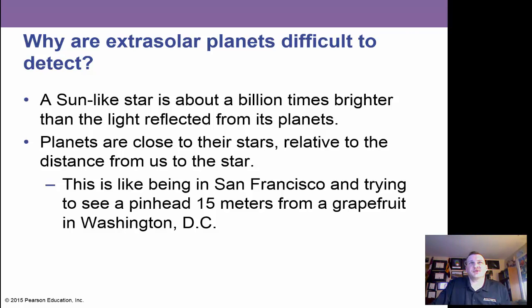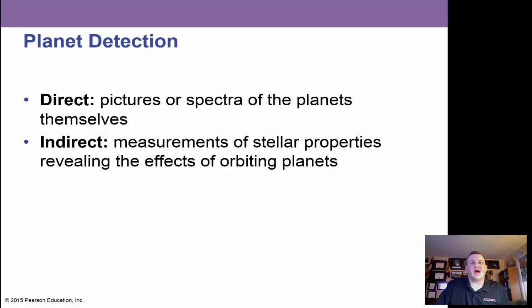So why are extrasolar planets difficult to detect? Well, a sun-like star is about 1 billion times brighter than the light reflected from its planets. And planets are so close to their stars that relative to the distance from us to the star, this is like being in San Francisco and trying to see a pinhead 15 meters from a grapefruit in Washington, D.C. So pretty tough stuff. And during this section, we're going to talk about a friend of mine, a colleague named Dr. Sarah Seeger, who is a planet hunter that looks for these kind of things.